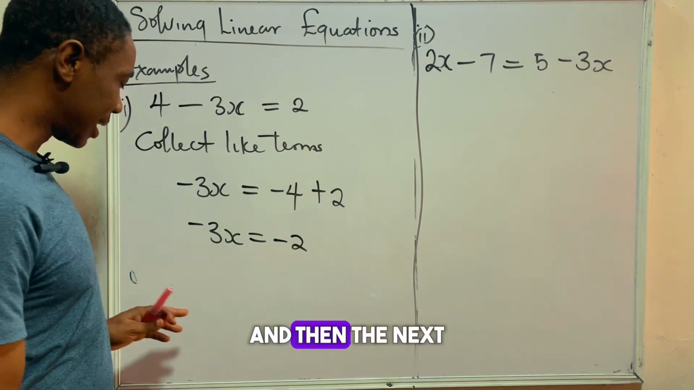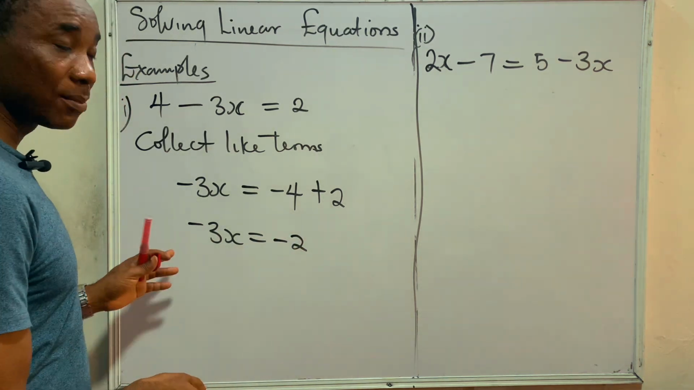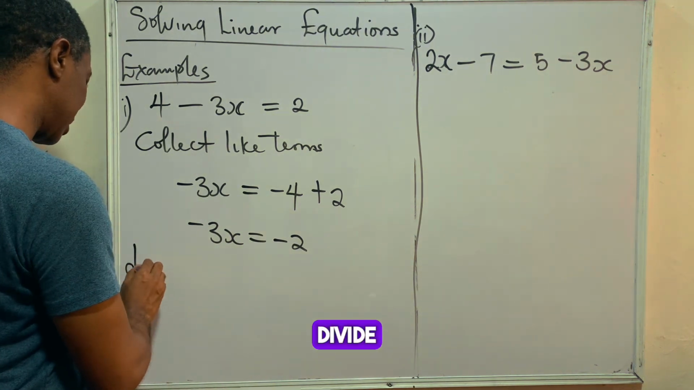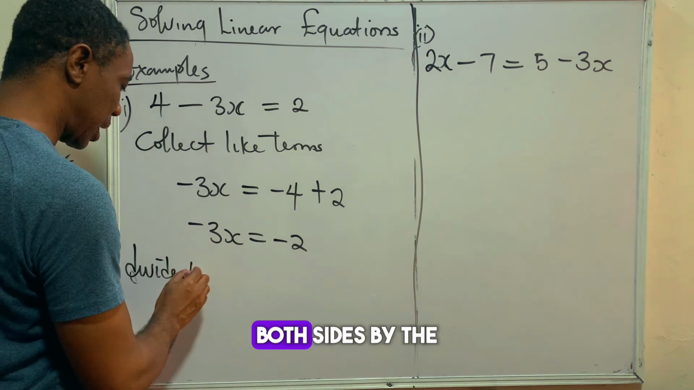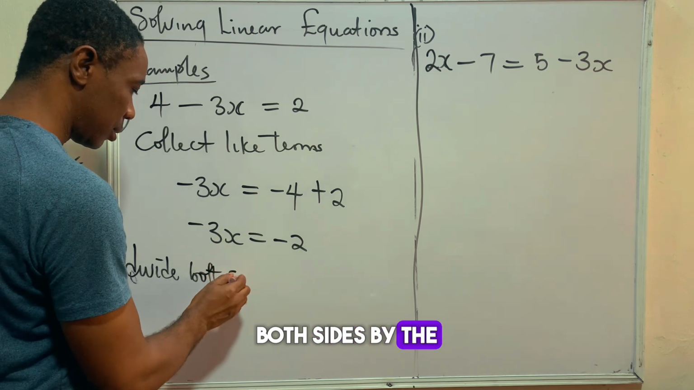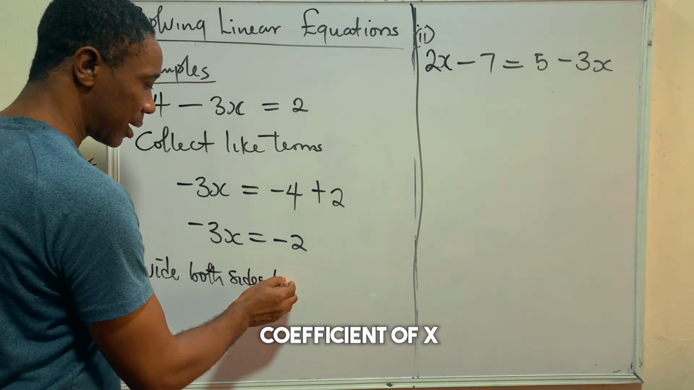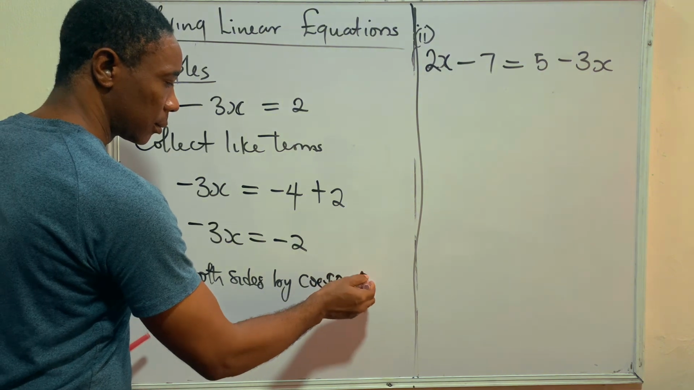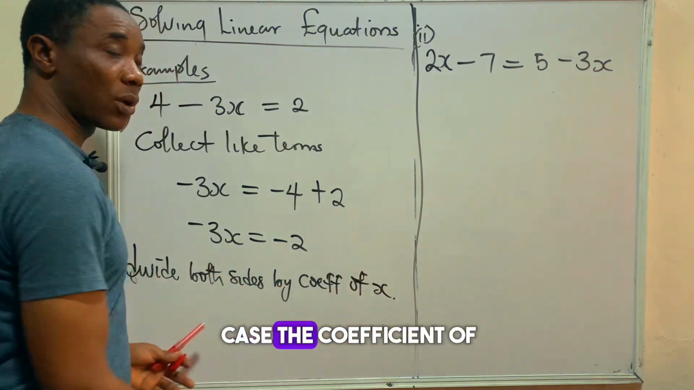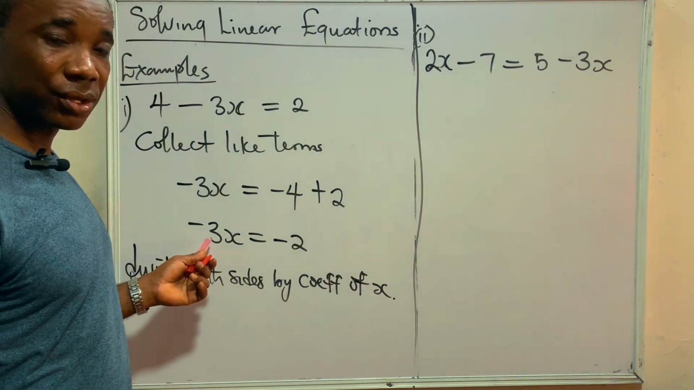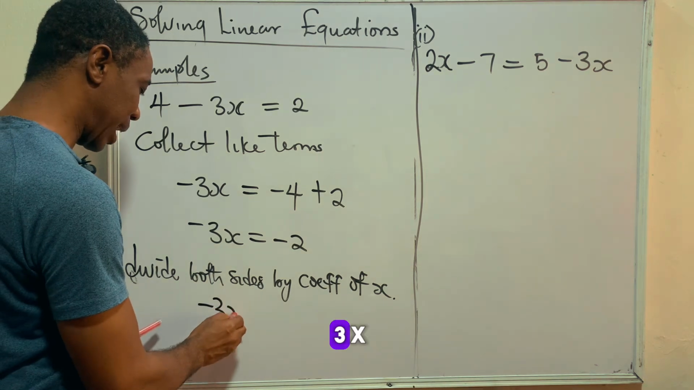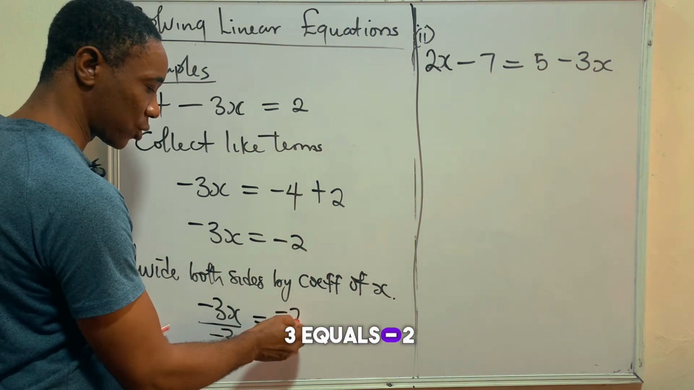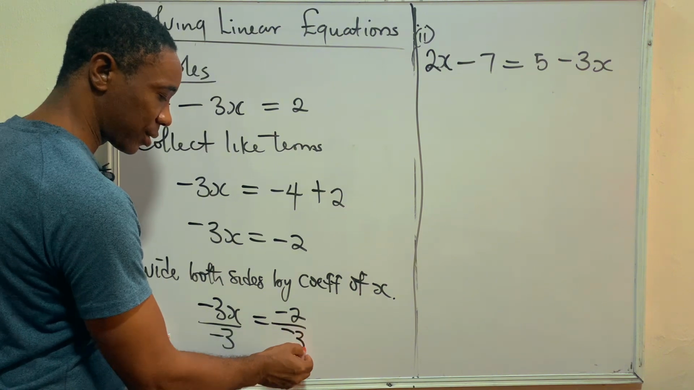And then the next thing you want to do is to divide both sides by the coefficient of x. Now, in this case, the coefficient of x is minus 3. So you do minus 3x over minus 3 equals minus 2 over minus 3.